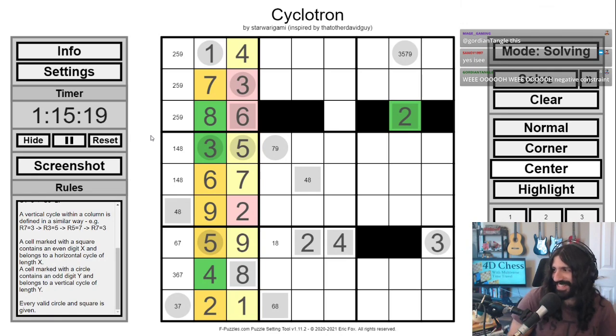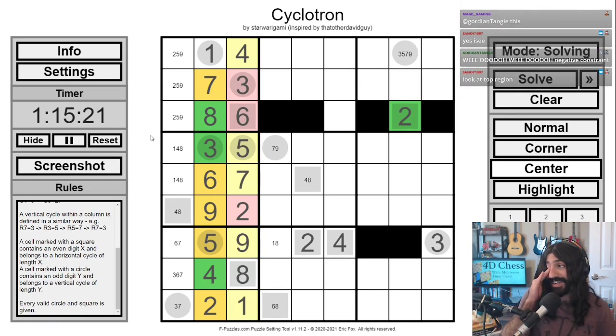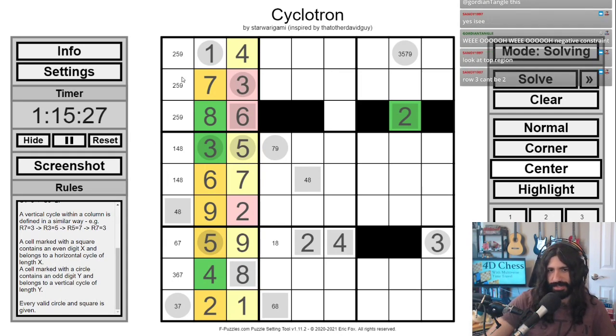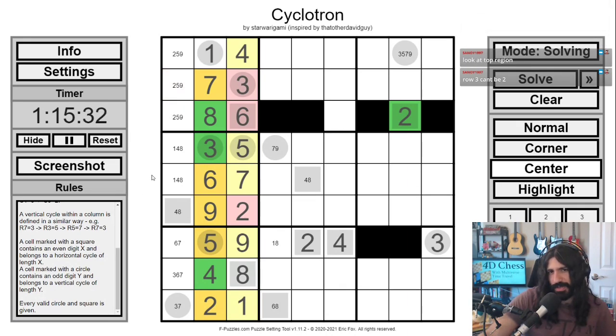Negative constraint. Okay. Hold on. Negative constraint. Every valid circle and square is given. This could be relevant in this situation. So like if there was a cycle. Okay.